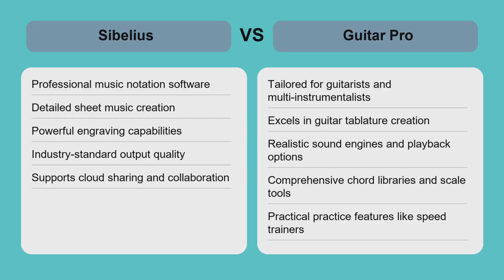The trade-off is between Sibelius's advanced notation quality and Guitar Pro's guitar-focused usability. While Sibelius demands more time to master, it produces publication-ready scores. Guitar Pro is more accessible and suited for everyday guitarists and educators, but lacks high-end notation detail. Your choice depends on whether your priority is professional scoring or guitar-centric composition and practice.